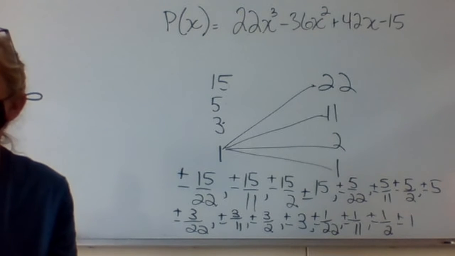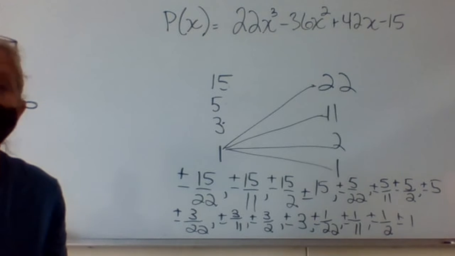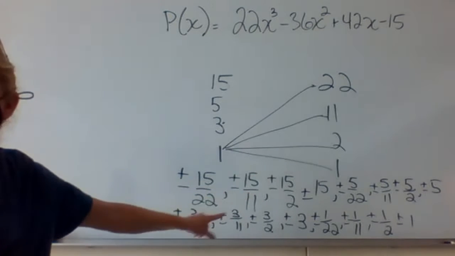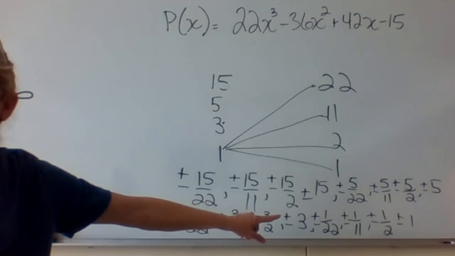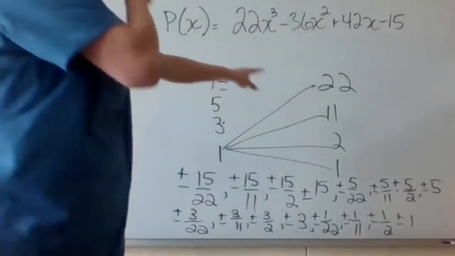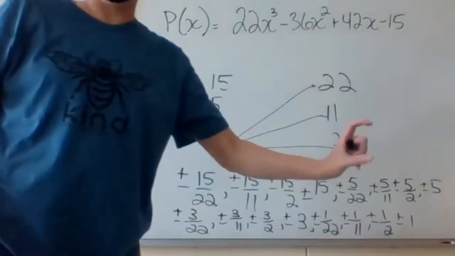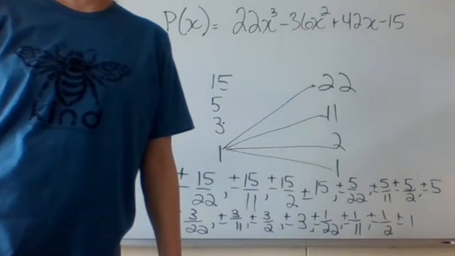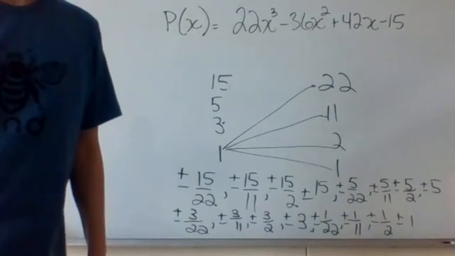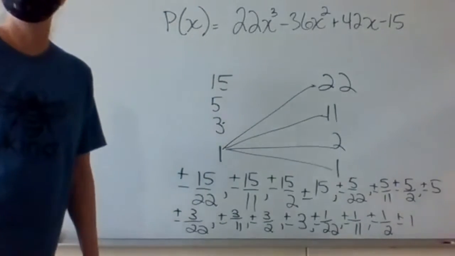You know what you'd have to do from there if you were actually going to find the zeros? Use synthetic division with those numbers over and over, doing synthetic division to find the ones that would give you no remainder. That's a lot of work. So we do the ones on the end.